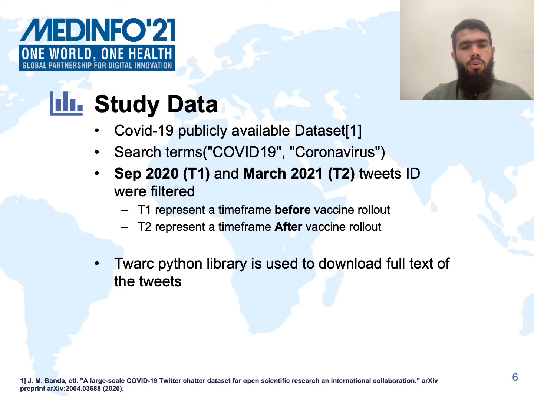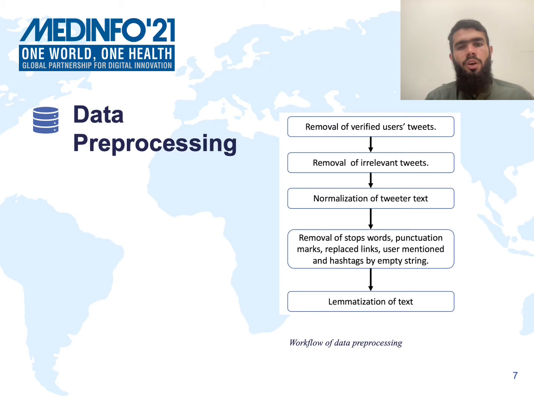We used the Twarc Python library to download the full text from the tweet IDs. Further, after downloading all the tweets, we identified the verified users from the metadata of the tweets and removed them. Why did we remove them? Because verified users are those from government organizations, celebrities, and other organizations, and their sentiment is consistent. So that's why we removed the verified user tweets.